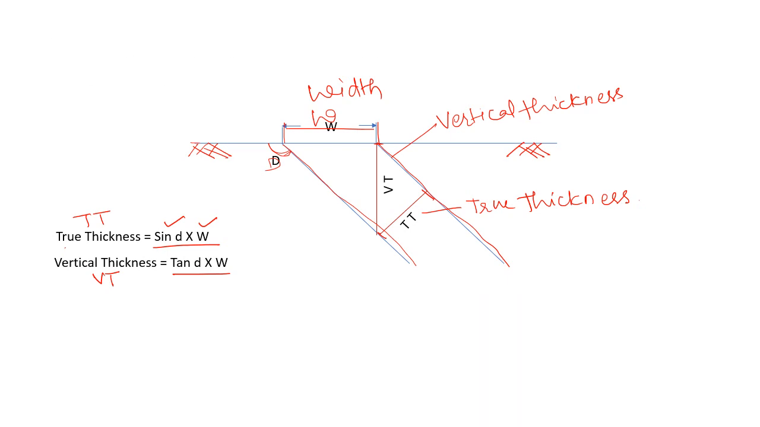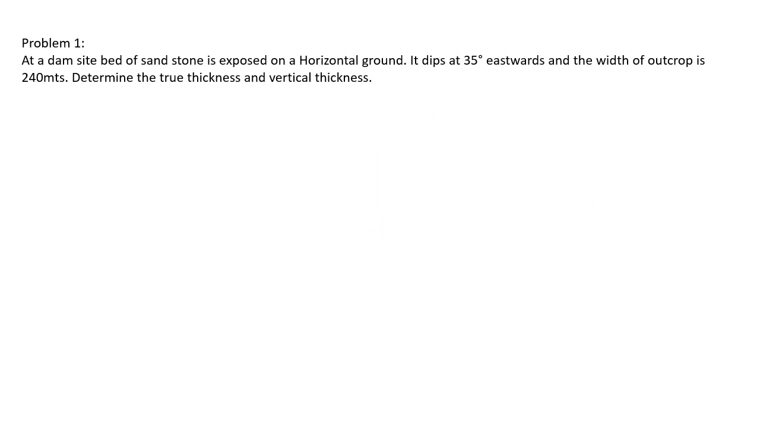Let us take the first problem. At a dam site, a bed of sandstone is exposed on the horizontal ground. It dips 35 degrees eastward and the width of the outcrop is 240 meters. Determine the true thickness and the vertical thickness. That is, TT and VT we have to calculate.